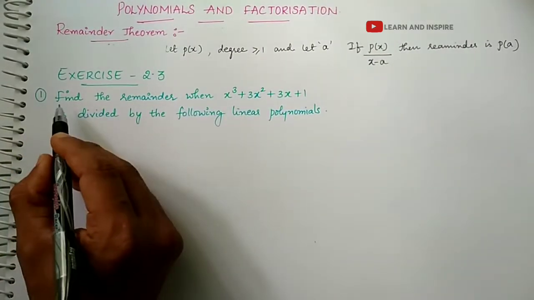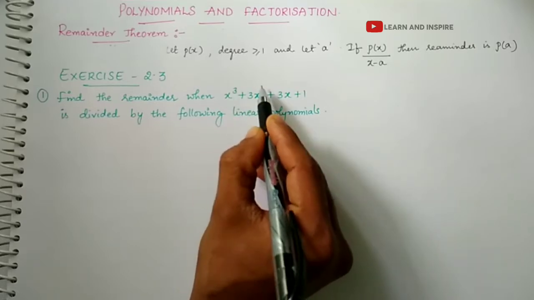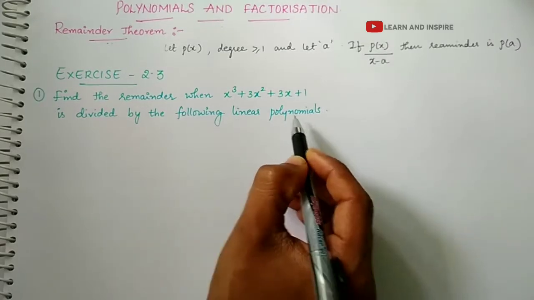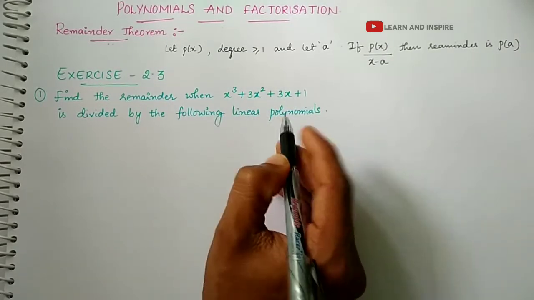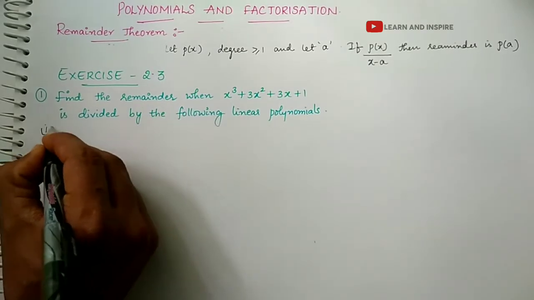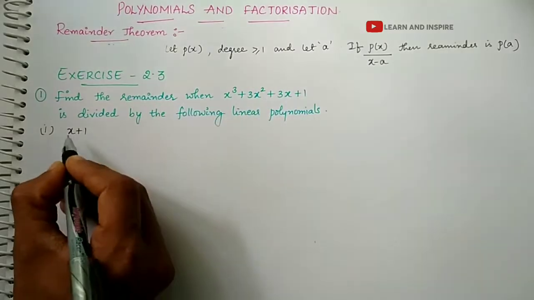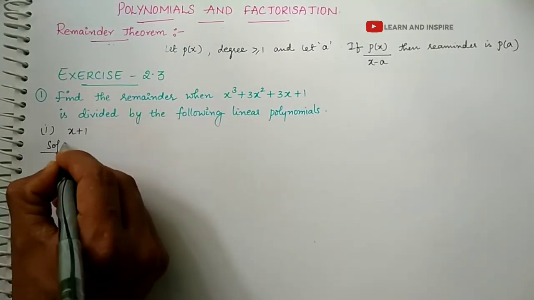Here is the first question. Find the remainder when x cube plus 3x square plus 3x plus 1 is divided by the following linear polynomials. So we have to divide this polynomial by each linear polynomial. The first one given is x plus 1, so we divide this polynomial by x plus 1. Okay, so we start.